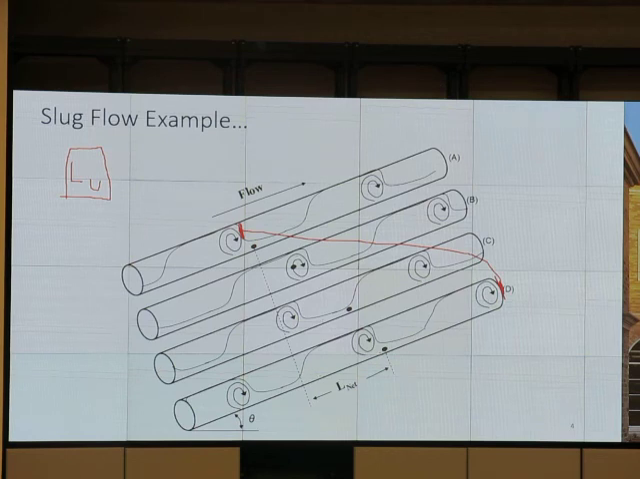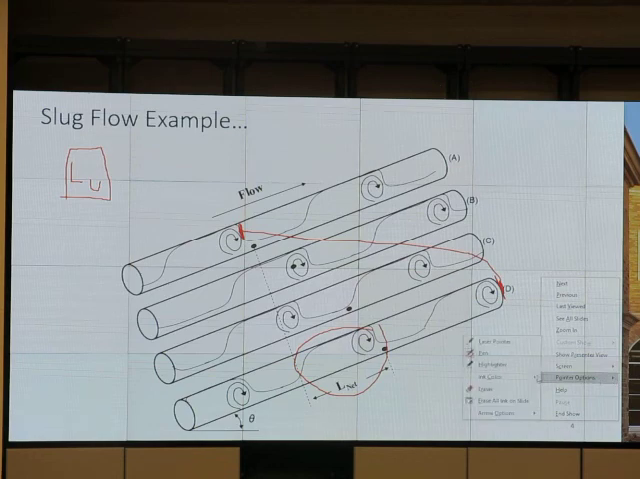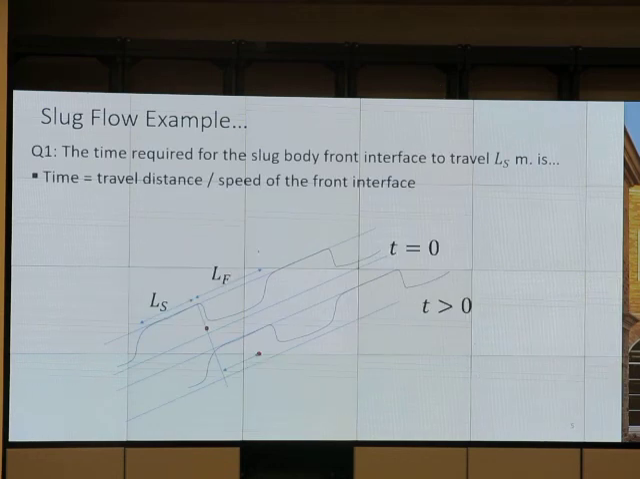LNet is more or less, if you look at the picture, more or less like LS. But we need an exact answer. LS is the slug body liquid path. Let's go through it by looking at the following question. The time required for the slug body front interface to travel the distance of LS meter is what? How long does it take for the front to travel the distance of LS?